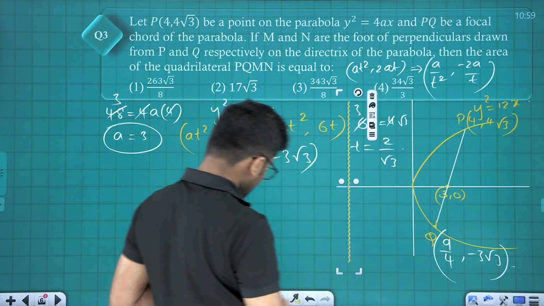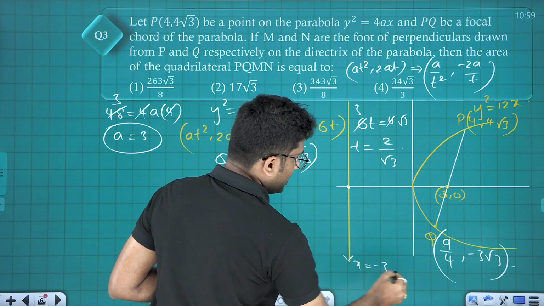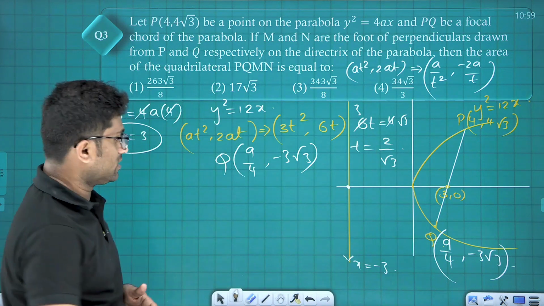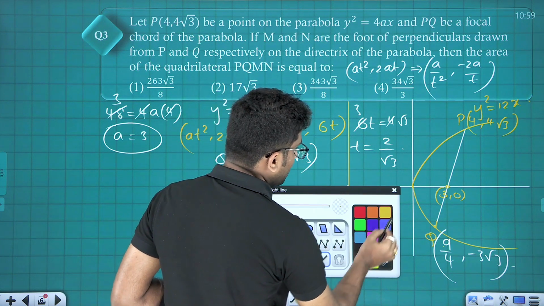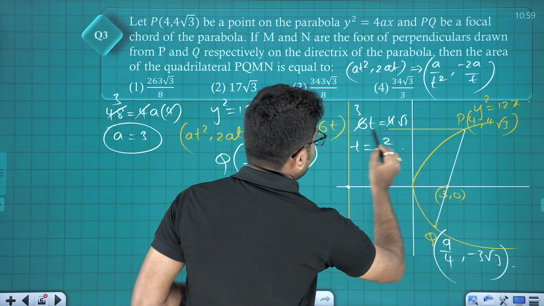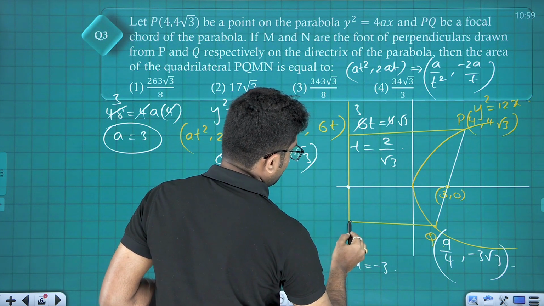Okay, this is our directrix. What is the equation of the directrix? X is equal to minus 3. Now what they said, they have drawn two perpendiculars from points P and Q to the directrix.